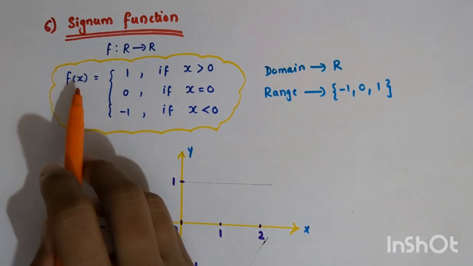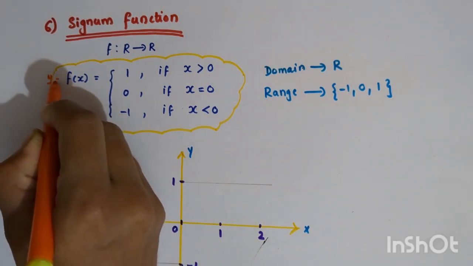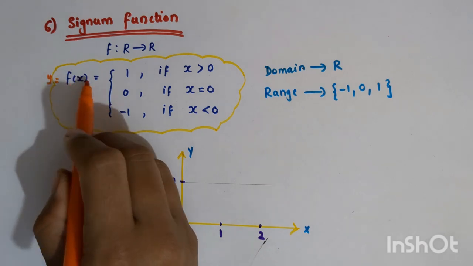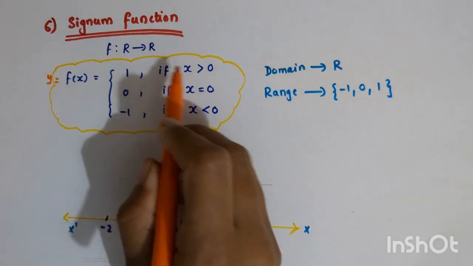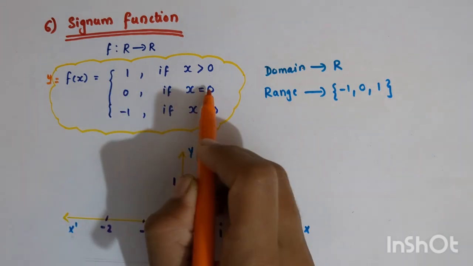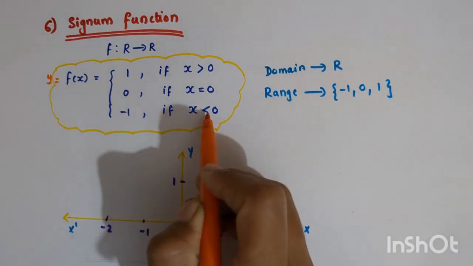This function is actually defined by y equals f of x, where f of x is equal to 1 if x is greater than 0, f of x is equal to 0 if x is equal to 0, and f of x is equal to minus 1 if x is less than 0.